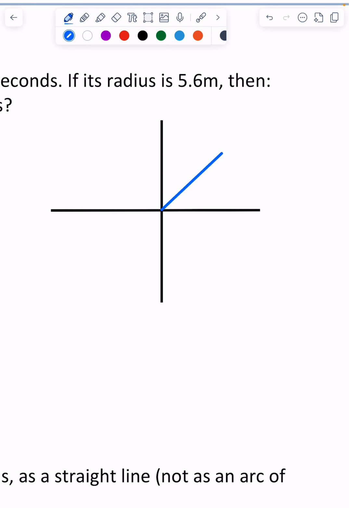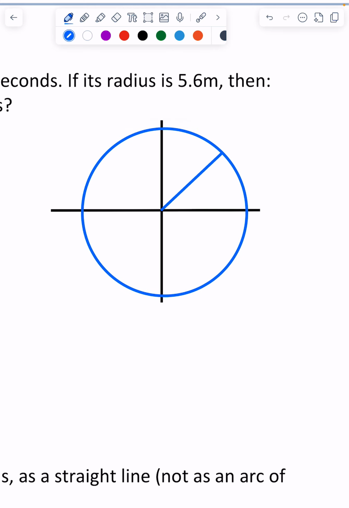So right away, that's what I want to draw. There's your merry-go-round. We have a radius of 5.6 meters.